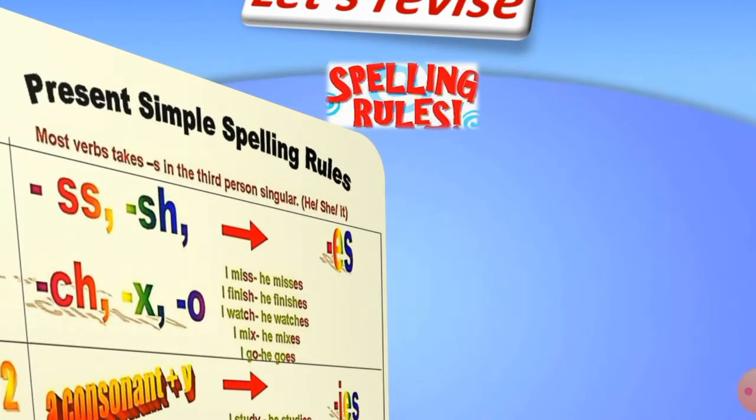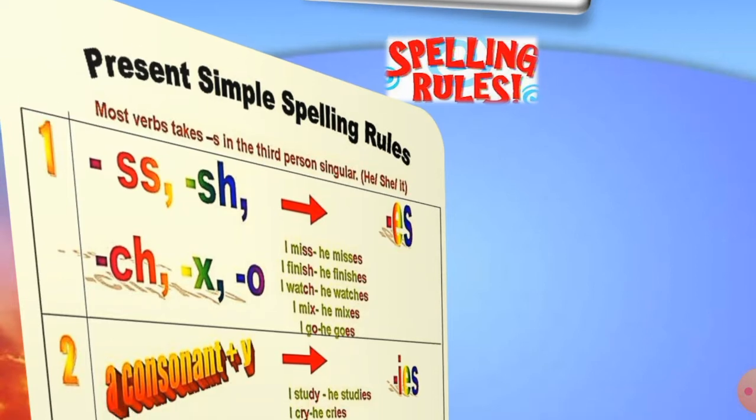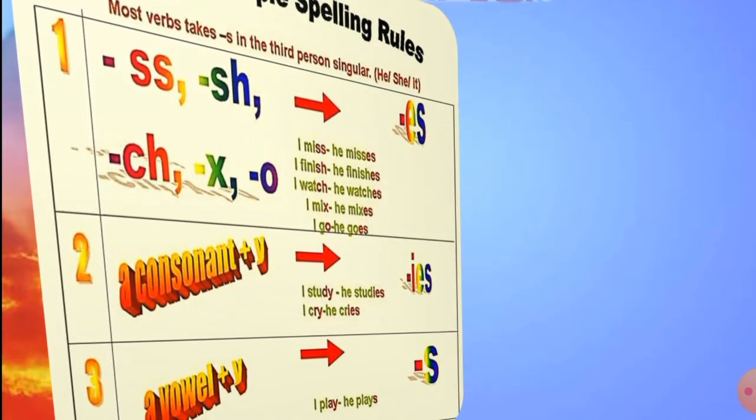We know that most verbs in the present simple take an S in the third person singular, which means he, she, and it. But some verbs which end in double S, SH, CH, X, or an O take ES. For example, I miss, he misses. Some verbs which end in a consonant plus Y, we drop the Y, we write I, and we add ES. But if the verb ends in a vowel plus Y, we simply add an S.